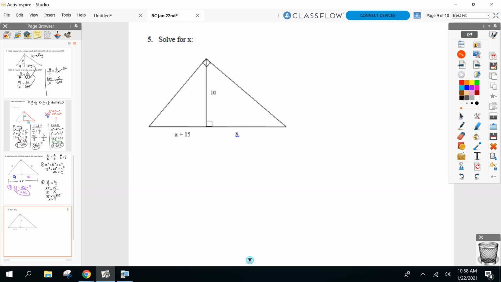Finding x here. Again, I have to emphasize every problem we do, make sure you have a right triangle with an altitude starting from the right angle. Only time I can do HL and SAS is if I have this special type of diagram.